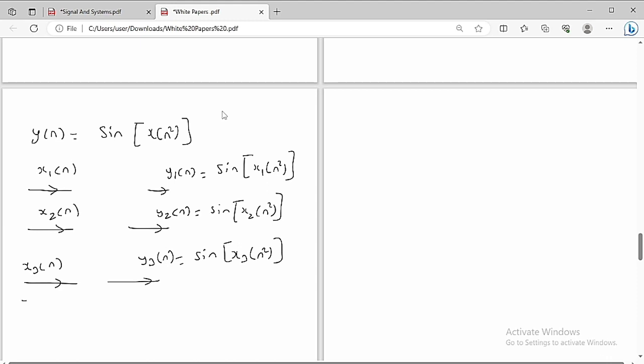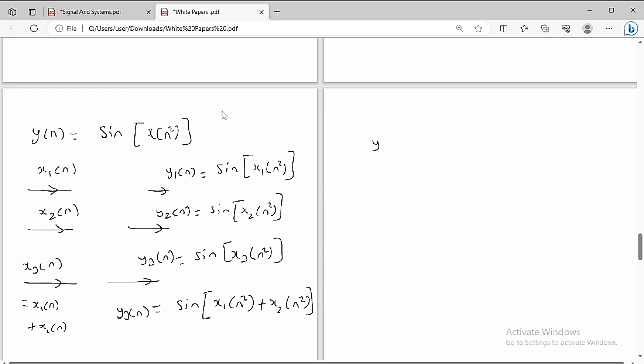Suppose x3 of n is a summation of the two previous inputs, x1 of n plus x2 of n, then what is the output that we are going to see? Since x3 of n is equal to x1 of n plus x2 of n, replacing x3 of n in the square, we are going to get sine of x1 of n plus x2 of n whole square. So this is the y3 of n you are going to get.